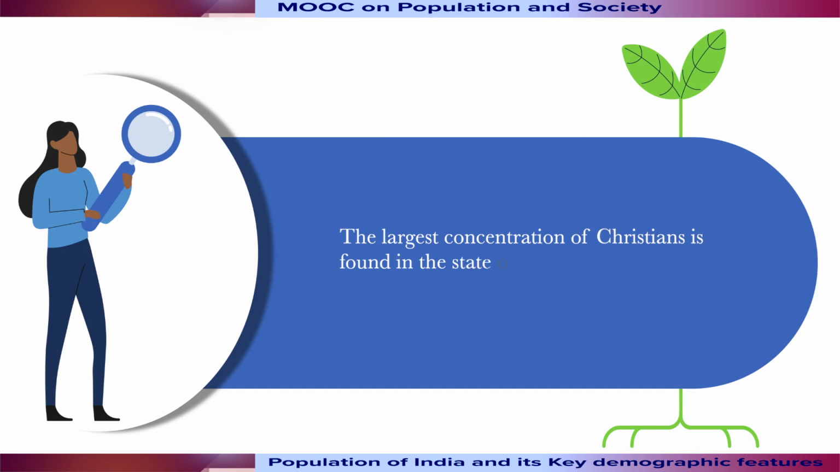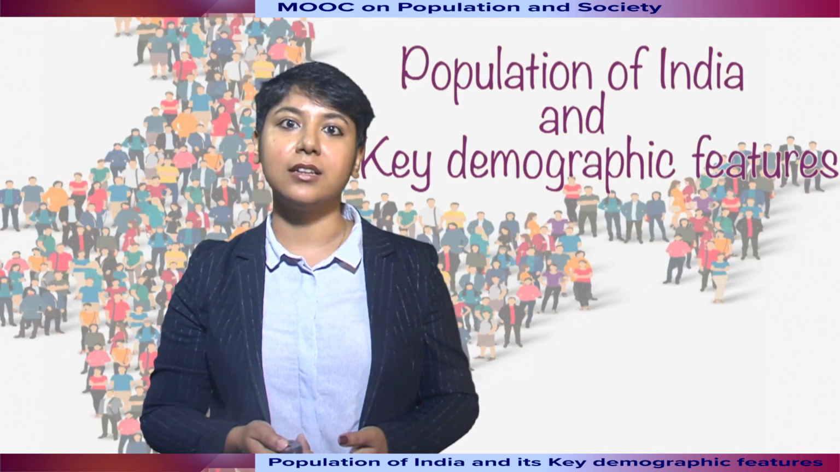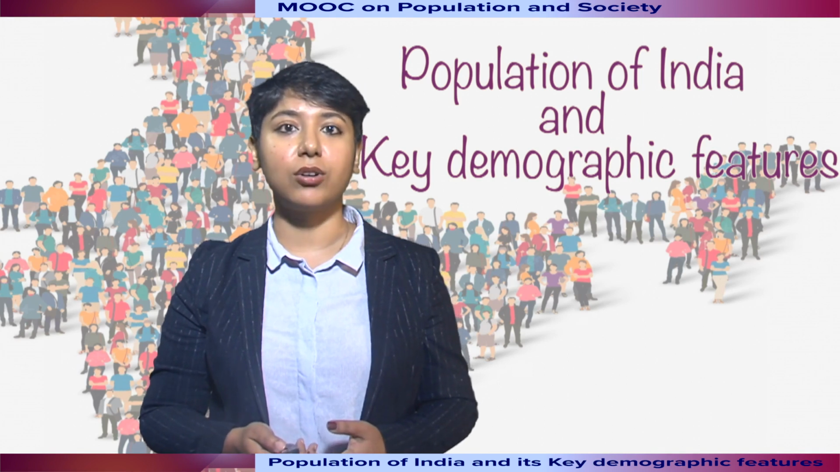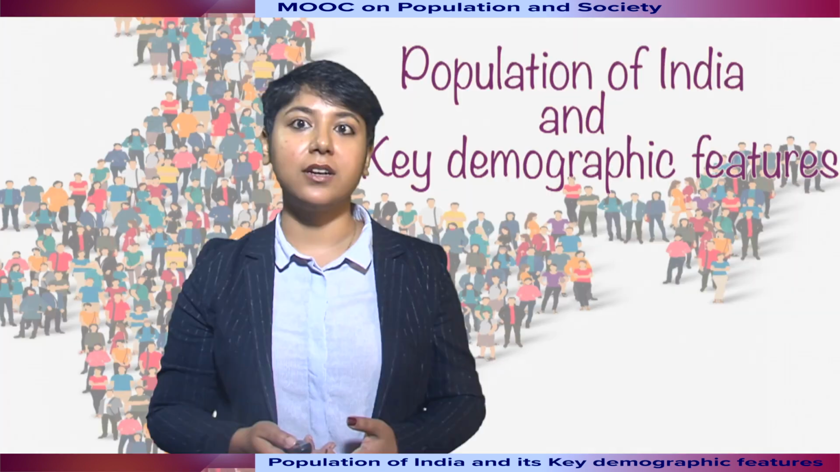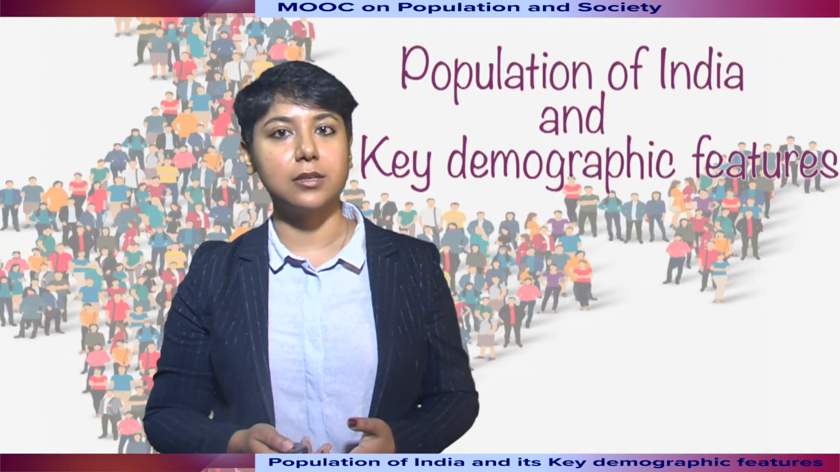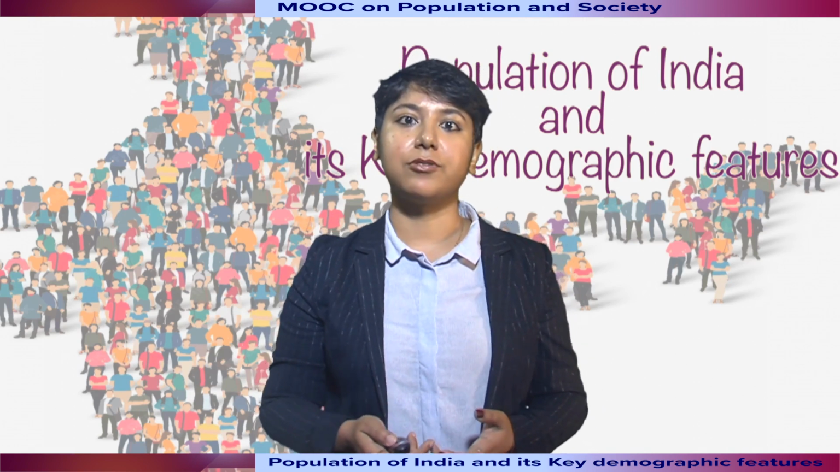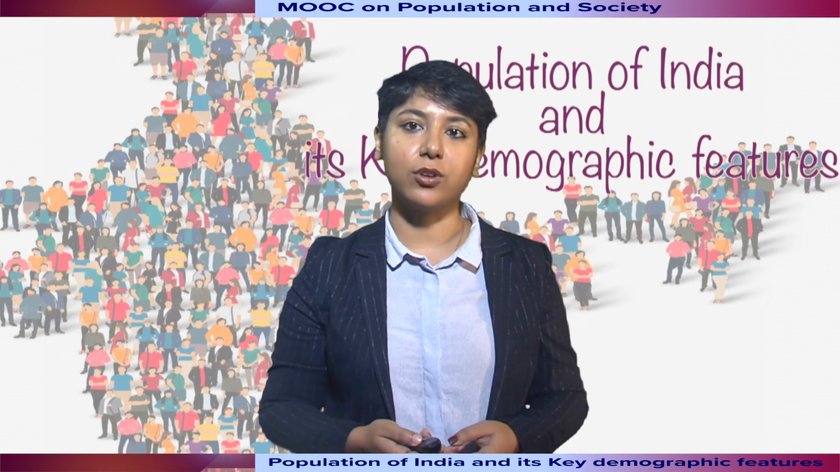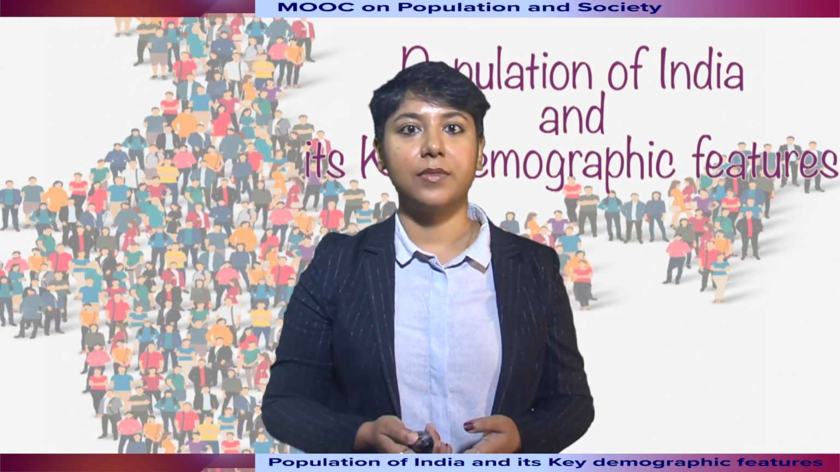The largest concentration of Christians is found in the state of Kerala, followed by Tamil Nadu and Andhra Pradesh. But if we look at the proportion to total population, it is found that Christians are in majority in the northeastern states, namely Mizoram, Meghalaya and Nagaland. As far as Sikhs are concerned, more than three-fourths of the Sikh population are found in Punjab alone. Besides Punjab, neighboring districts of Haryana and Rajasthan also have a concentration of Sikh population. So these are the major religions of India.